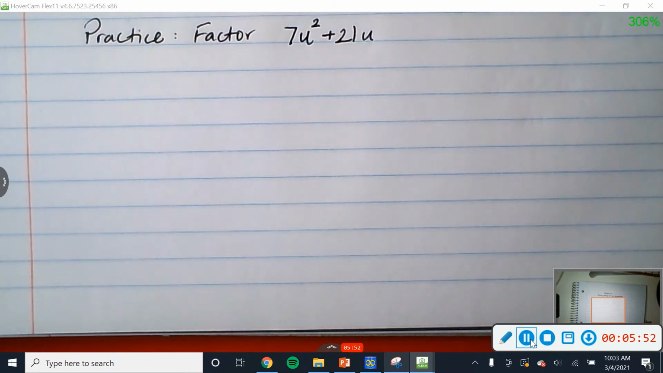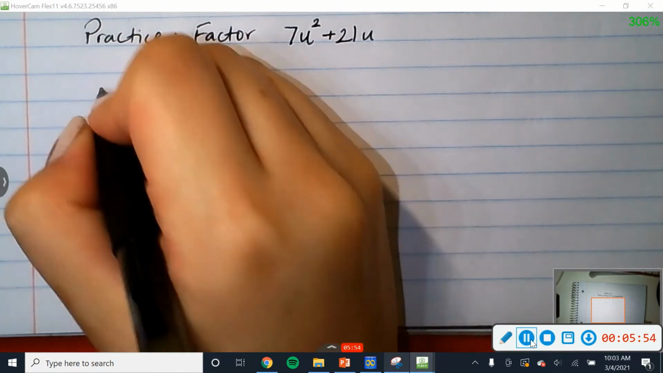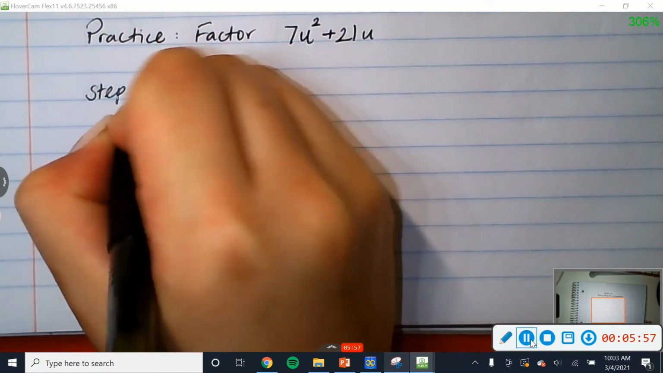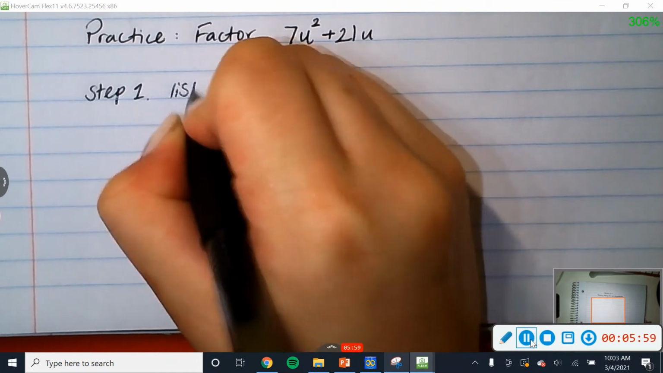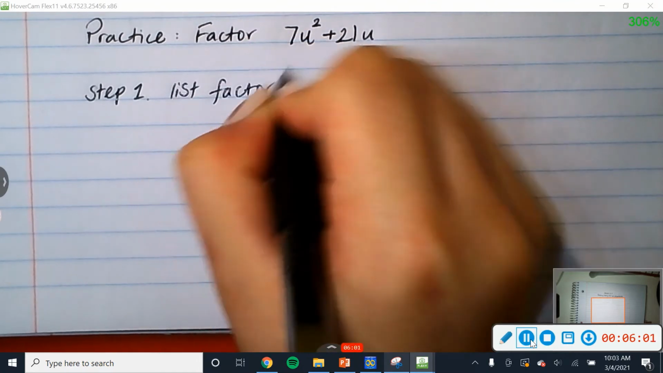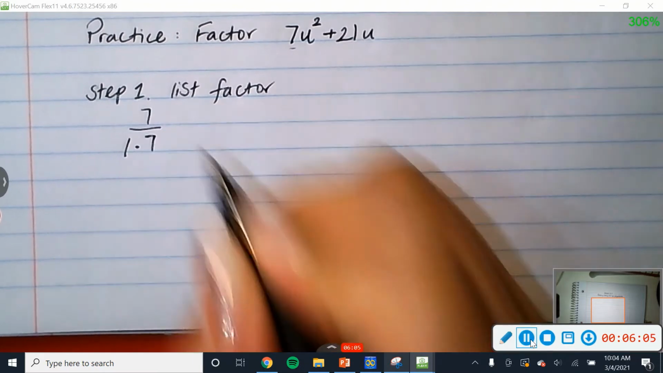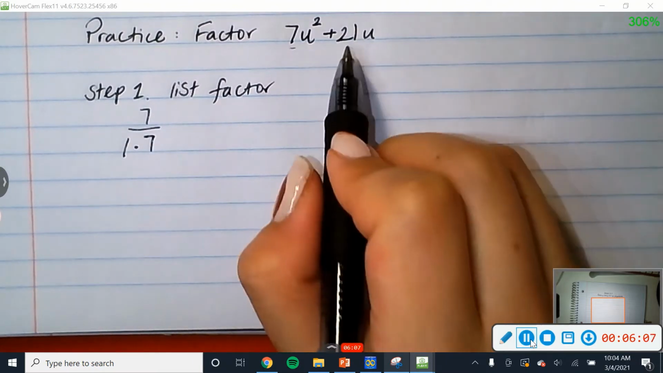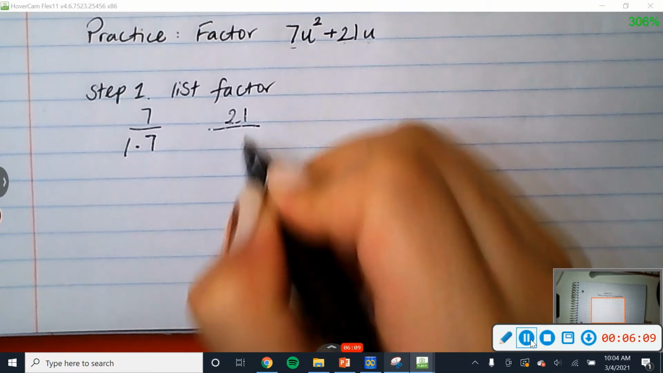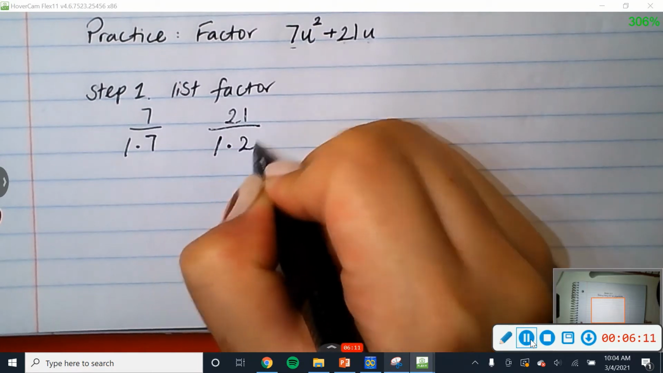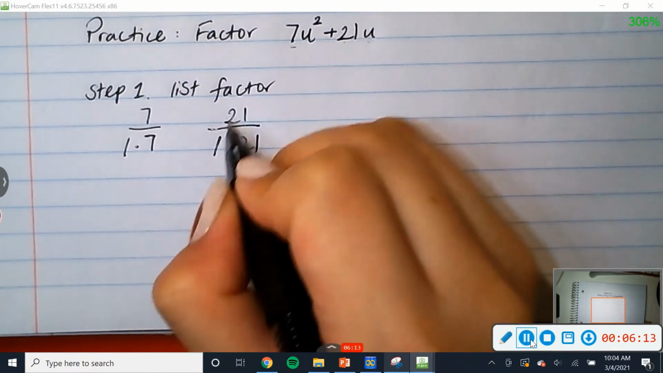Okay, hopefully you paused. We're going to solve this now. So step 1, remember, is to list your factors. My first number is 7. So factors of 7 is just 1 times 7. And then list my factors for 21. For 21, I have 1 times 21, and I also have 3 times 7.